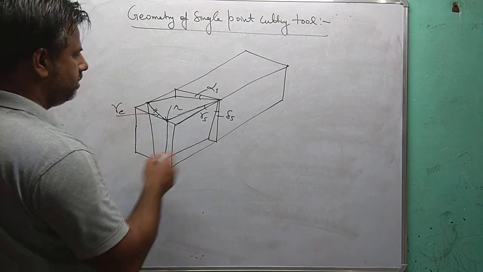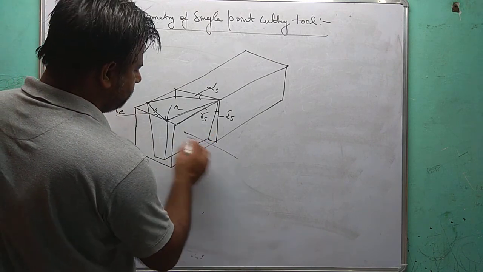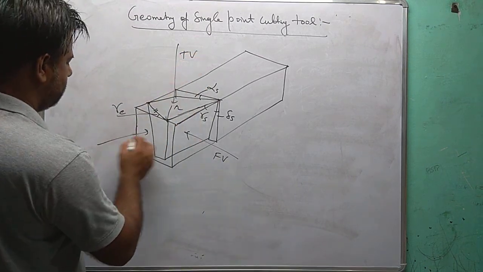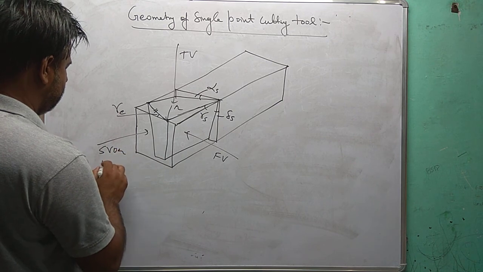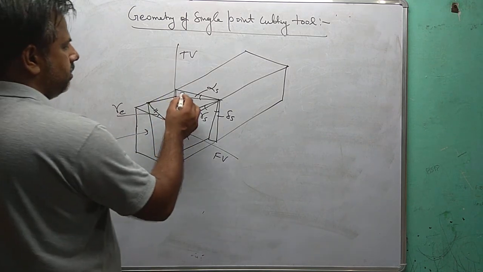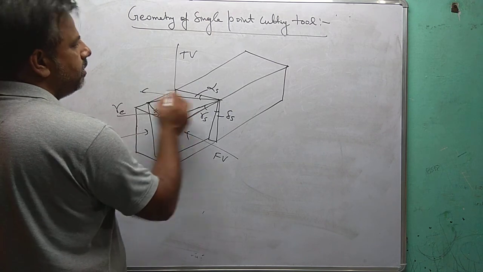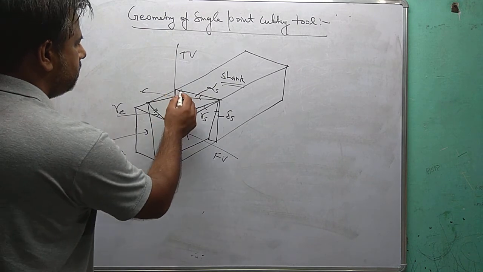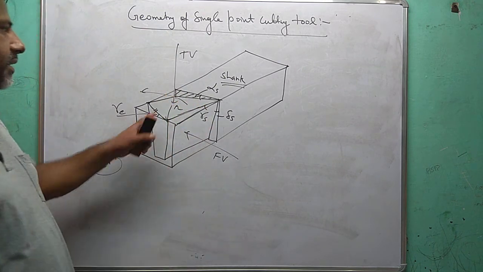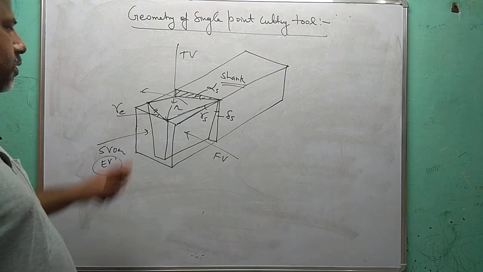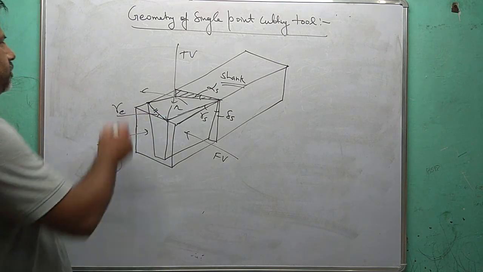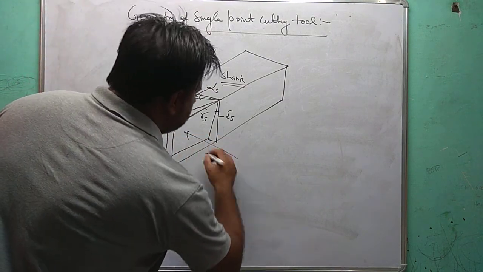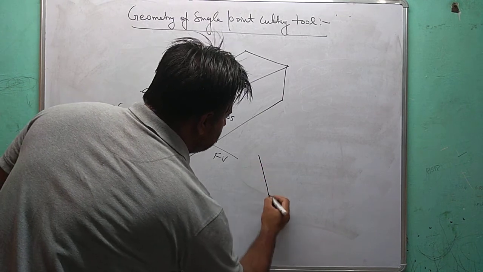And this is my end cutting edge angle. So suppose this is my front view, and this is my top view, and this is my side view or end view. This is my rake surface, and this is the shank. From the rake surface some material is removed to provide the positive rake angle at this face. When you remove it from the frame, it looks like this.